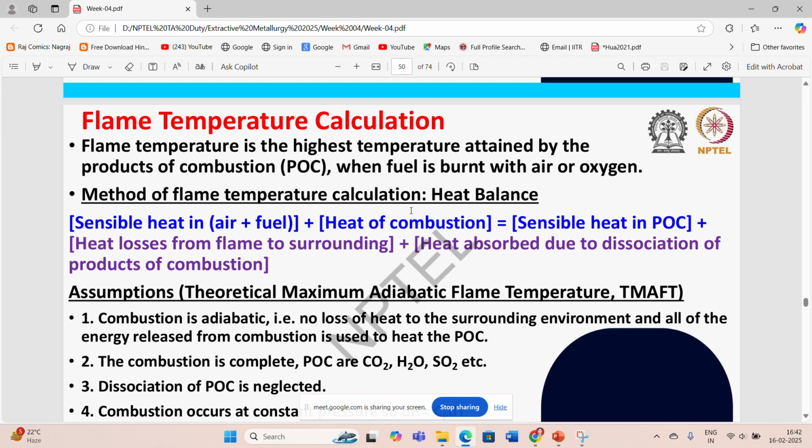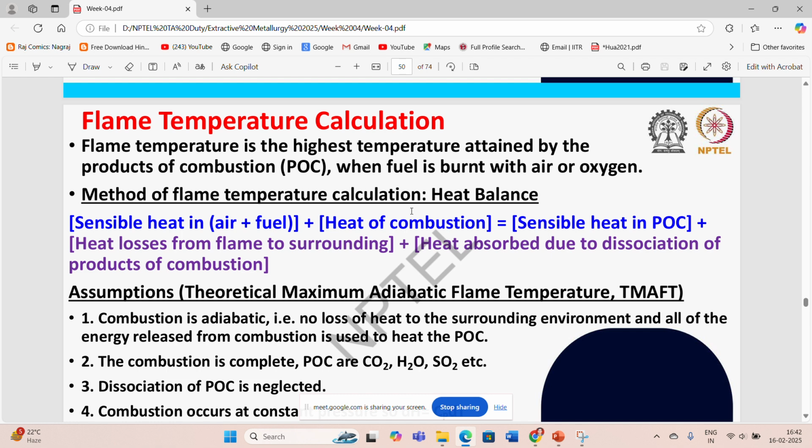So the method of flame temperature calculation, or we can say heat balance, is: sensible heat in air plus fuel plus heat of combustion equals sensible heat in POC, products of combustion, plus heat losses from flame to surroundings. So it's like a mass balancing process. Whatever input we are providing is going to be equal to the output. Okay, so the input will be the sensible heat in air and fuel, then heat of combustion, and the output will be sensible heat in products of combustion plus some heat losses from flame to surroundings, then heat absorbed due to dissociation of products of combustion.